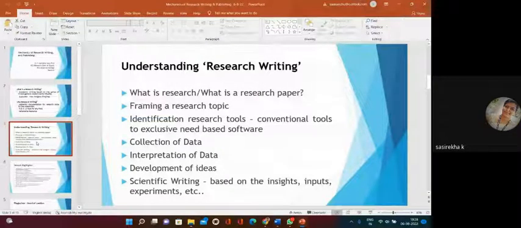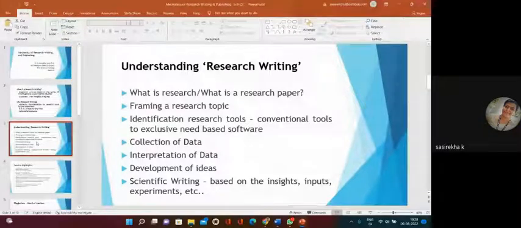We do experiments, exclusively with specific software. If there are science students and engineering research scholars, you might know what doing experiments using need-based software is. I have seen people doing experiments in MATLAB and using some special languages and special software also. Whatever it may be, whether it is a conventional tool or a software-related tool, it is all about collection of data.